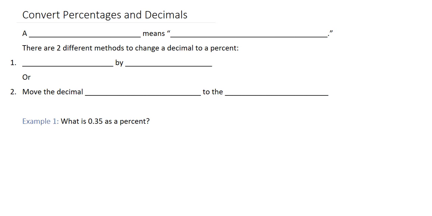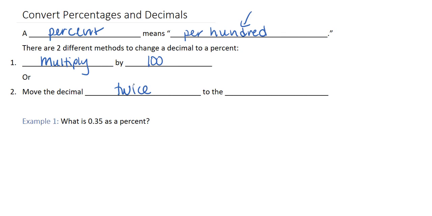Convert percentages and decimals. So a percent, or percentage, right? But percent means per 100. And so there are going to be two different methods to change a decimal to a percent. We're going to either multiply by 100, which makes sense because, right? Or we can go ahead and move the decimal twice to the right, which does the same thing.